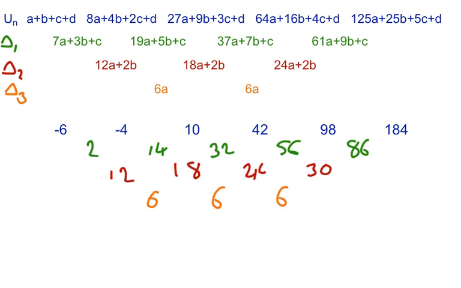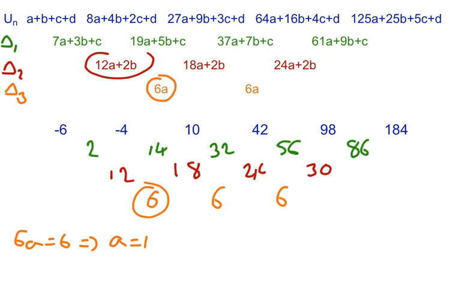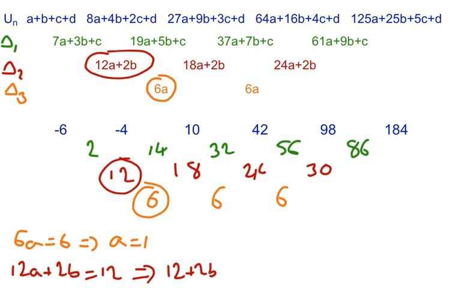So now we compare 6a with 6. So we get 6a is equal to 6, which tells us that a is equal to 1. Now we compare 12a plus 2b with 12. So we get 12a plus 2b equals 12. We know a is 1, so we have 12 plus 2b is equal to 12, which tells us that b is equal to 0.